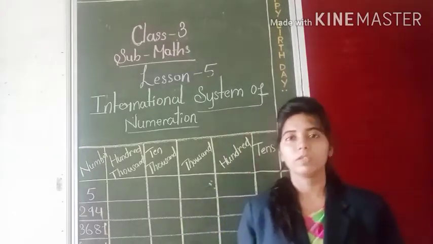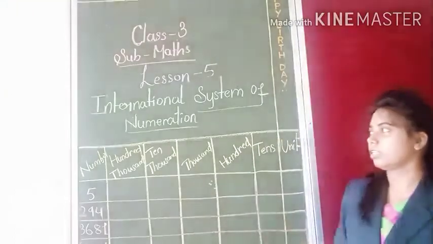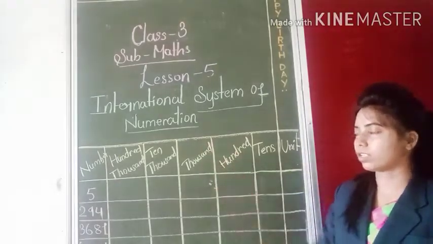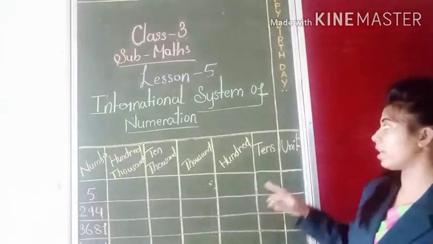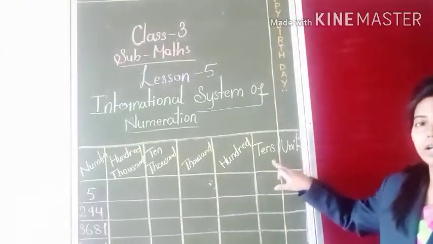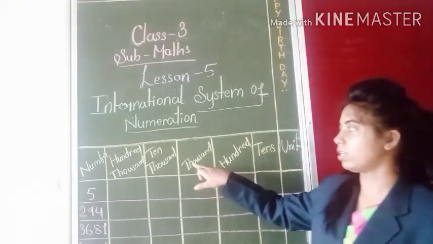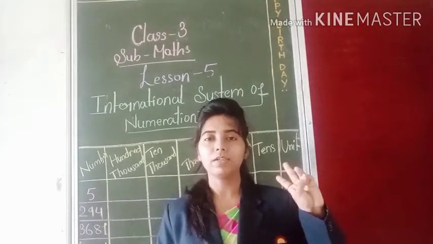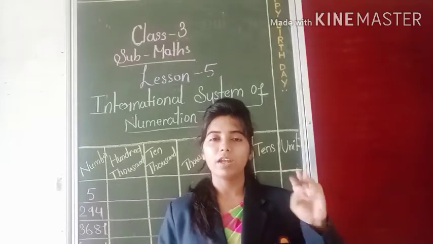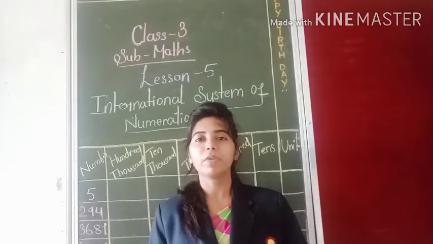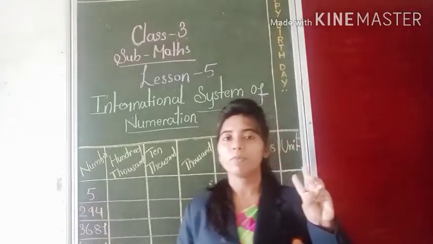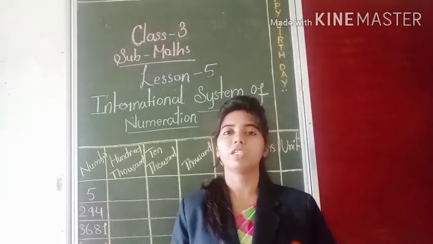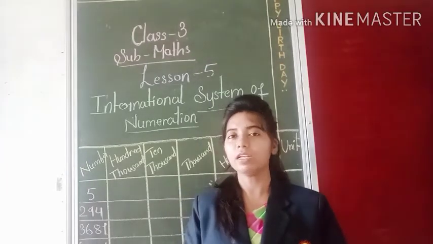So my dear students, see this chart, the chart of the International System of Numeration. We started here with units, tens, hundred, thousand, 10,000, 100,000. Thousand has three parts: 1,000, 10,000, and 100,000. After that, million also has three parts: million, 10 million, and 100 million. Then billion also has three parts: billion, 10 billion, and 100 billion.